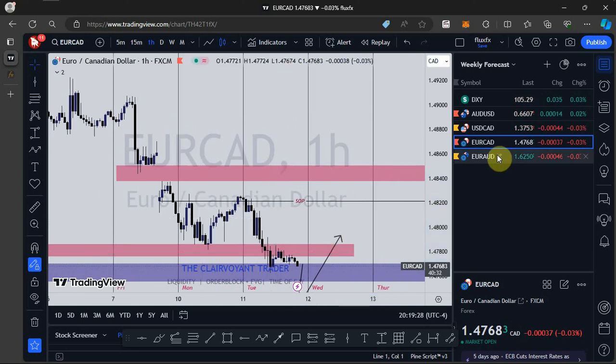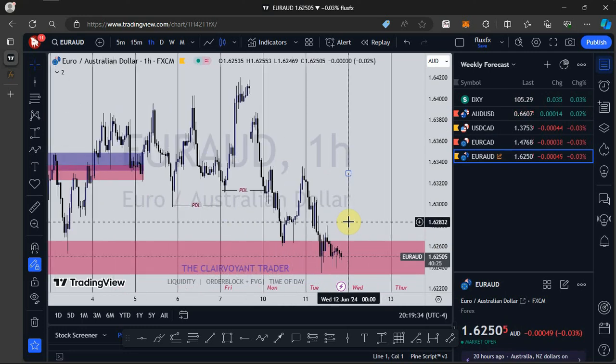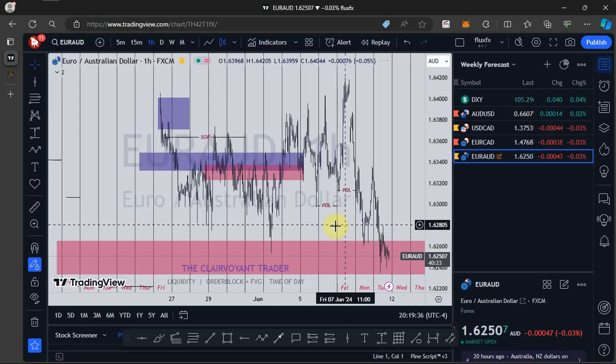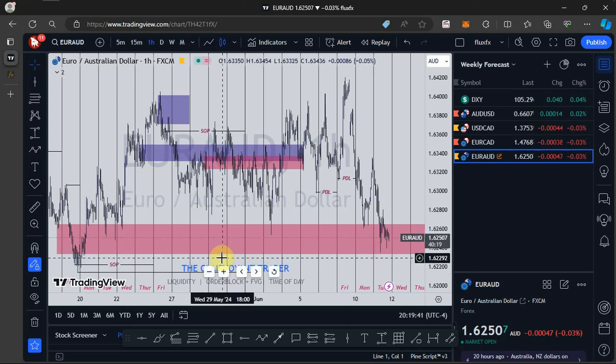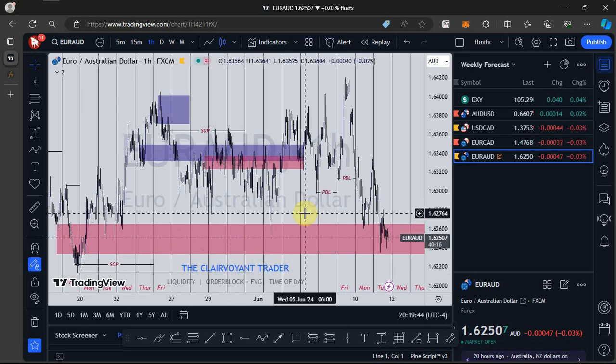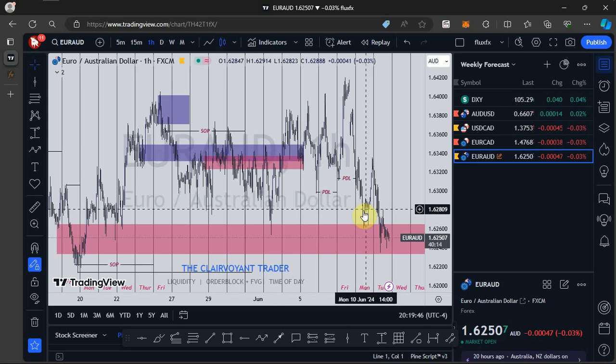Let's look at what is happening on EUR/AUD. For EUR/AUD, price is also still trading within the zone right here. Let's switch to the 4-hour.